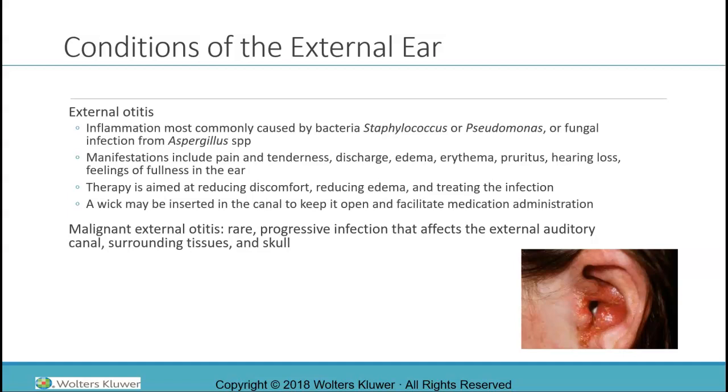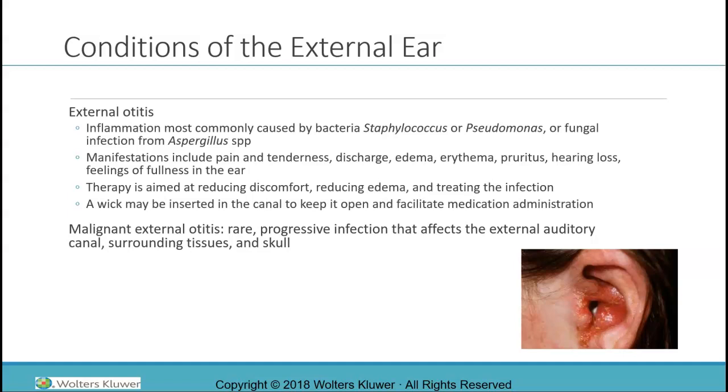The big thing is we've got to get these patients more comfortable. We've got to reduce the swelling. We've got to treat the infective agent here. So they may need antibiotic drops, maybe a steroid drop, some type of an anti-inflammatory like Tylenol, ibuprofen, something along those lines.